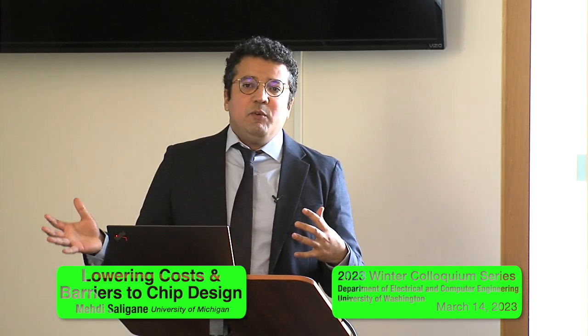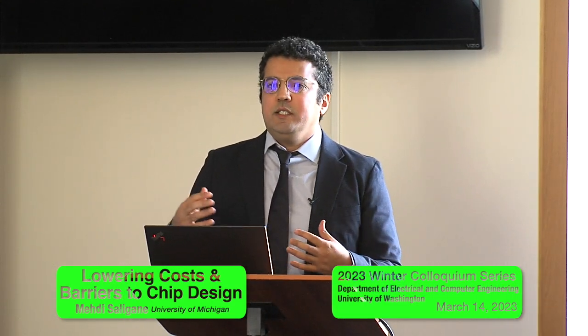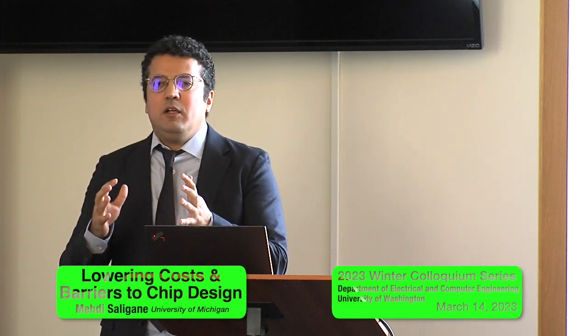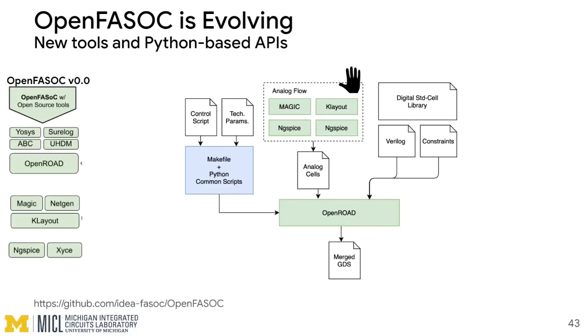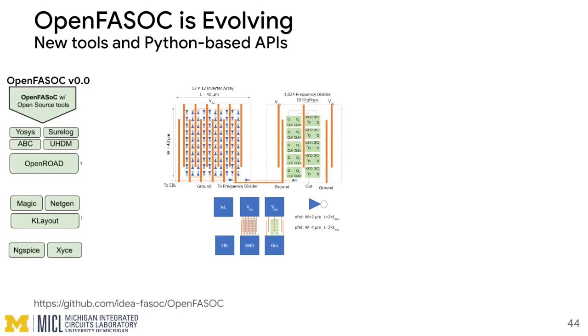So now I'll discuss some of the simple structures, and the reason why I'm doing that is because I would like you to understand how our OpenFASOC framework evolved over time. So these are very simple structures, right? They are very useful to create models. There's MOSCAP arrays, overlap MOSCAP arrays, line resistance, via resistance, precision resistors, right? Our OpenFASOC framework is a cell-based approach. So that doesn't fit, right? We can't use our cell-based approach to make a fully custom layout like the one we're seeing here.